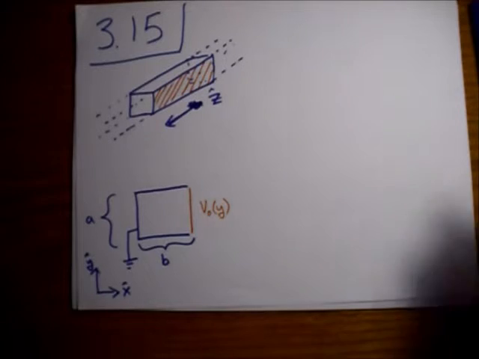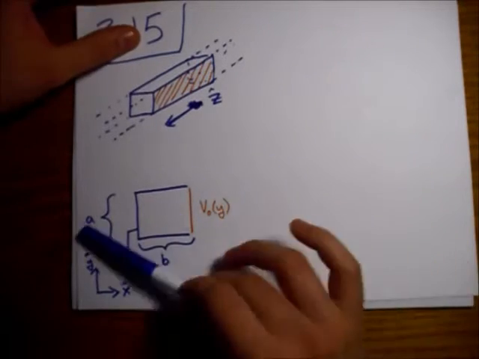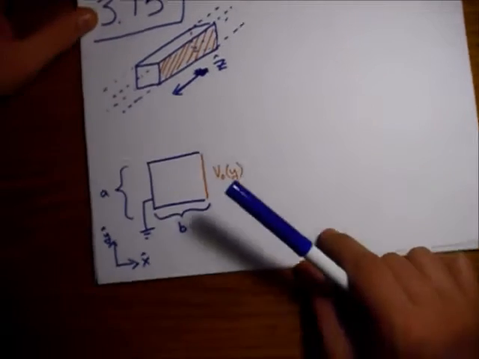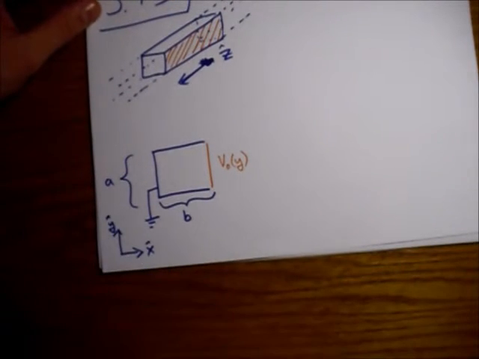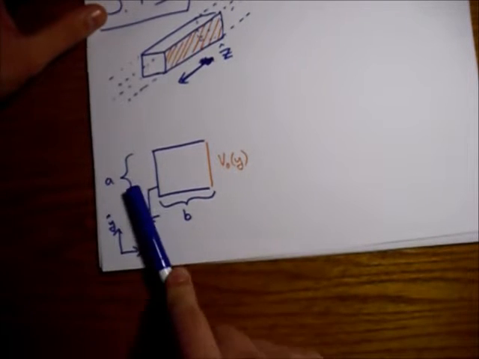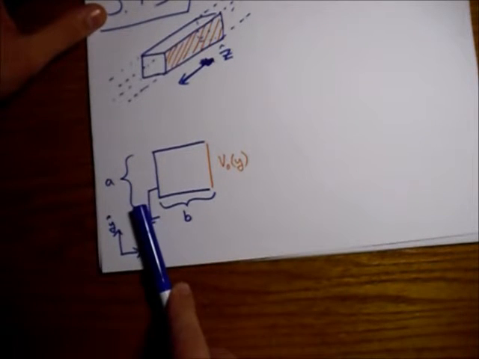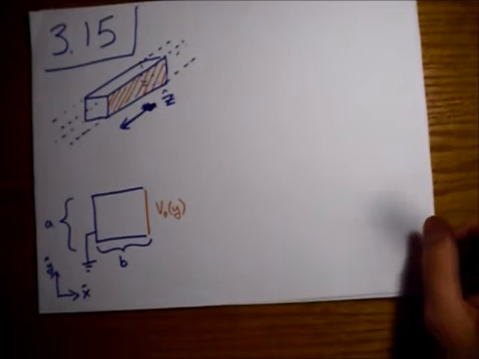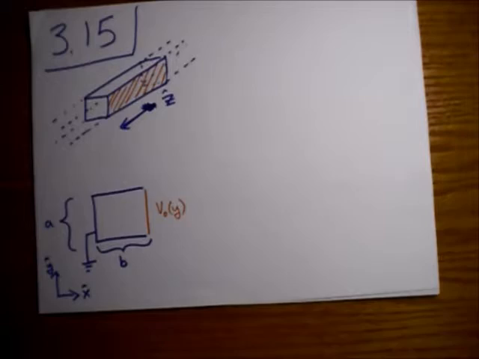So again, we'll be working in 2 dimensions. This is a 2-dimensional problem, focusing on the x and y direction. So this is a rectangular pipe with a height in the y direction of a and a width in the x direction of b.